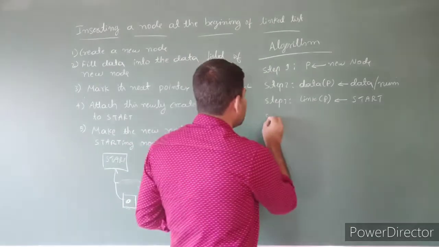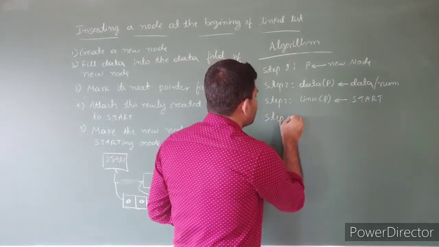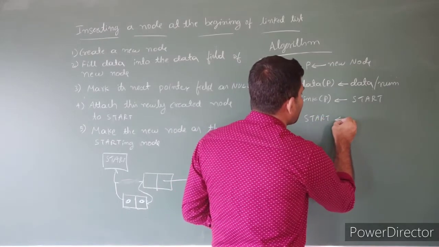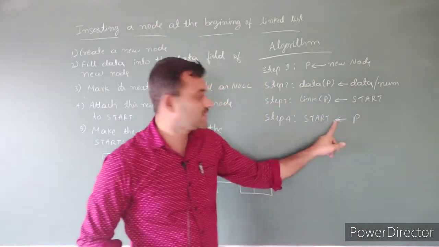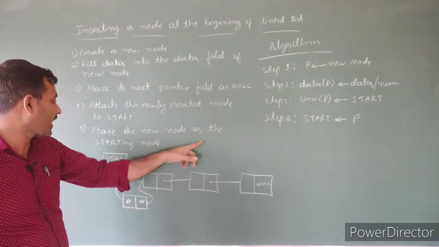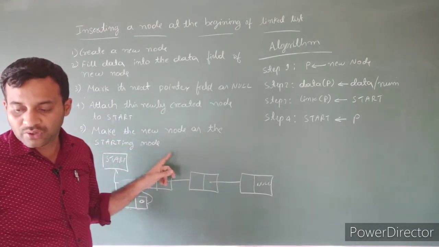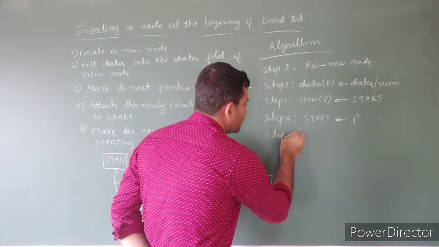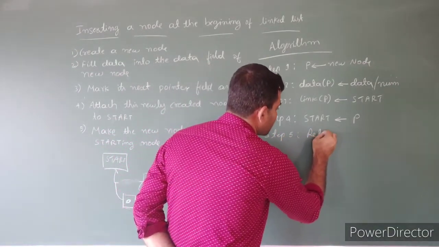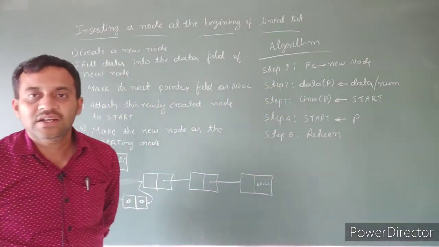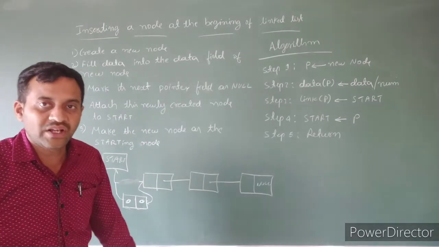So for that, in step 4, start back arrow P. The address of P is assigned to the starting node. That is step 4. Make the new node the starting node. Then just return. Step 5, return. So these are the procedures to insert a new node at the beginning.